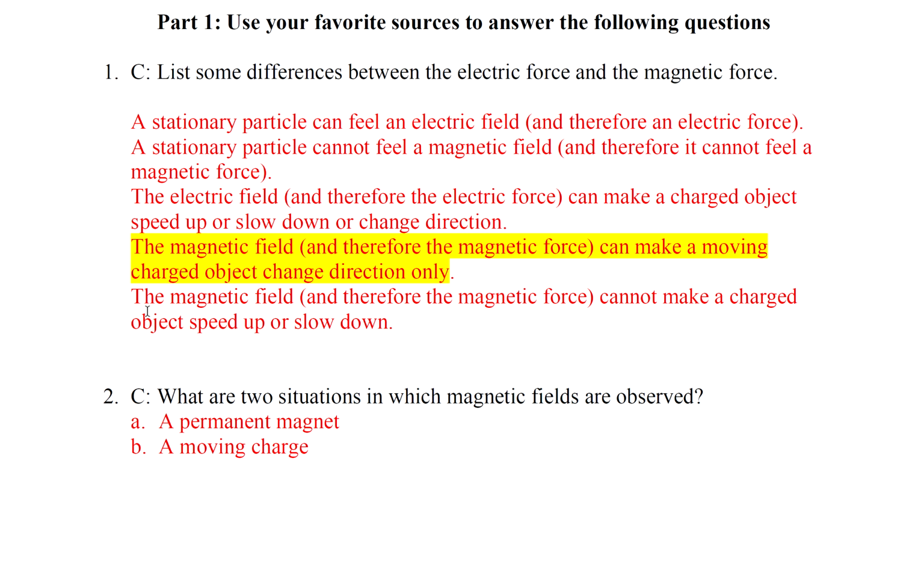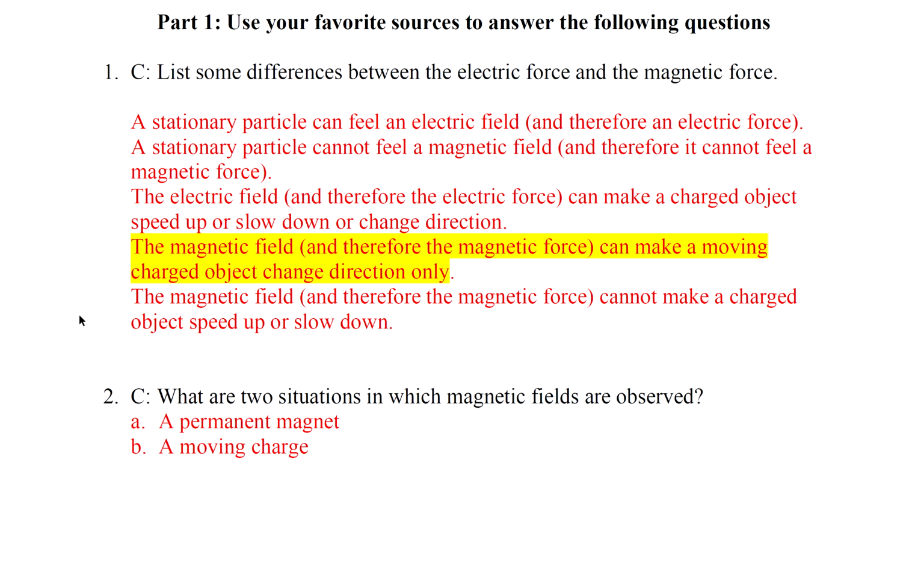The electric field and therefore the electric force can make a charged object speed up or slow down or change direction. The magnetic field and therefore the magnetic force can make a moving charged object change direction only. The magnetic field and therefore the magnetic force cannot make a charged object speed up or slow down.